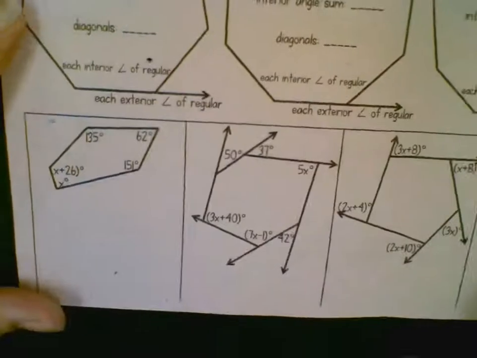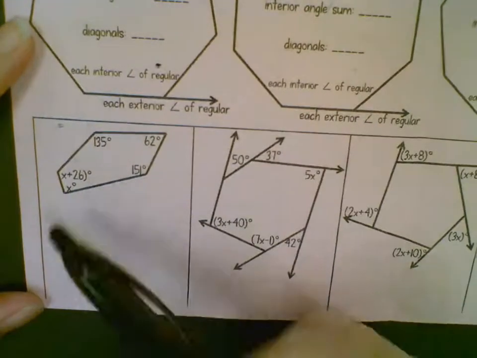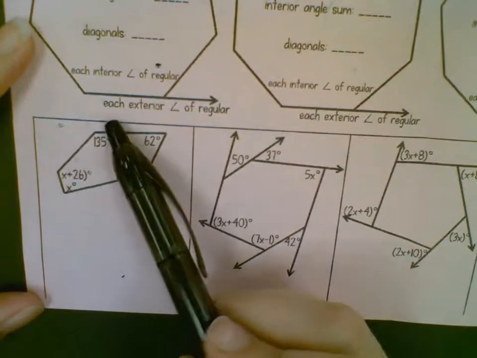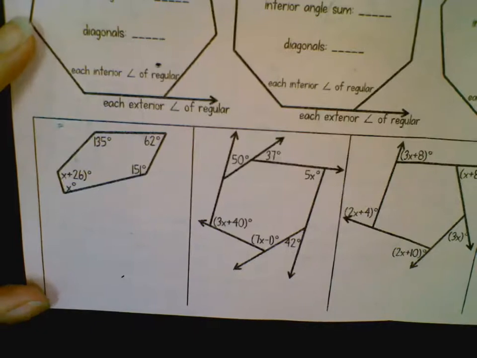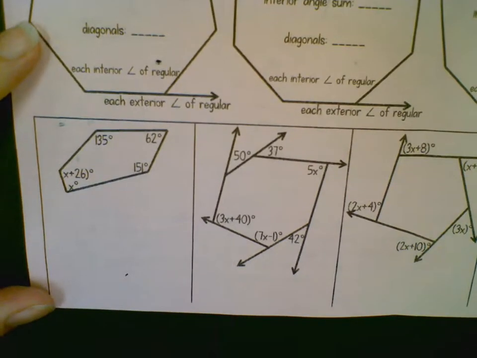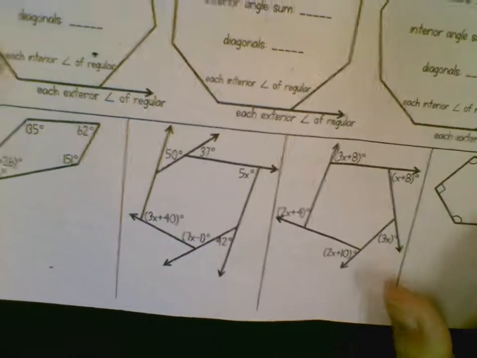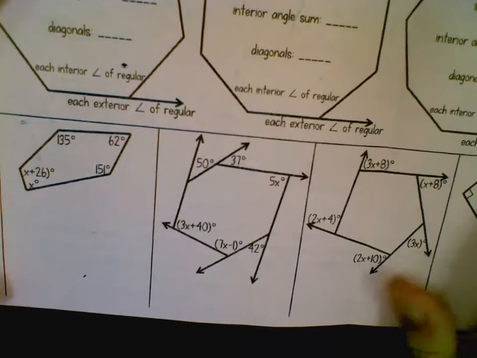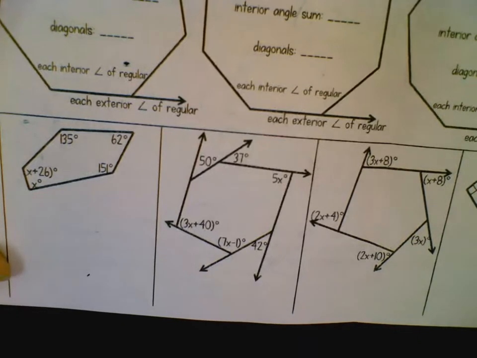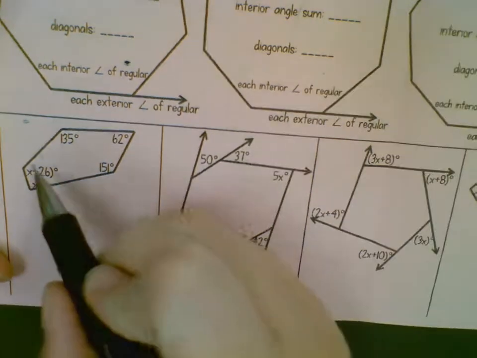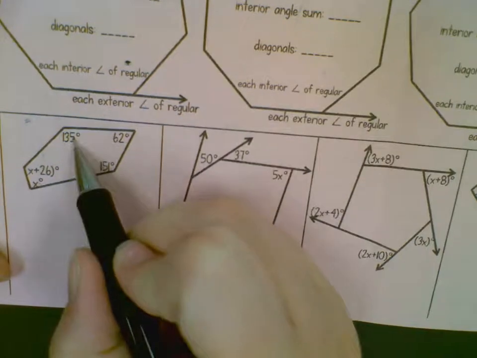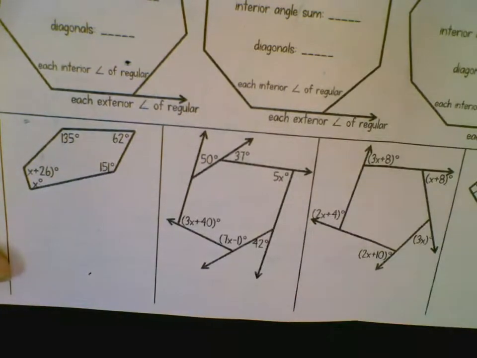So our first one, we got this crazy shape and it has 1, 2, 3, 4, 5 sides, so it's a pentagon. Is it a regular pentagon? Good, it's not a regular pentagon because all the sides are different. So we need to find the value of x and those represent the angles. So if we look up at our chart at the top, we know that the interior angle sum of a pentagon is 540. So that means that all of these pieces add together to equal 540.